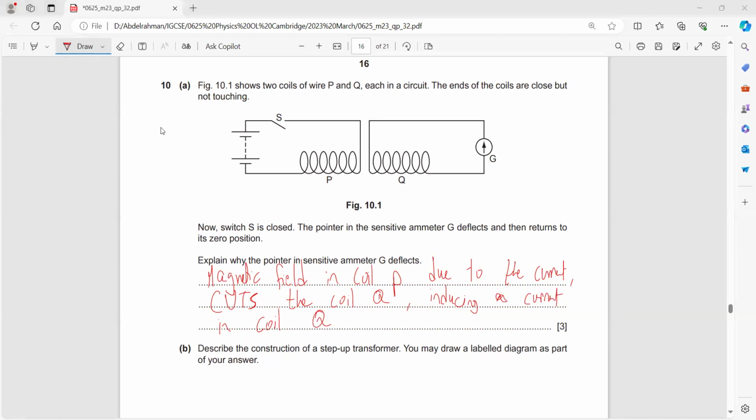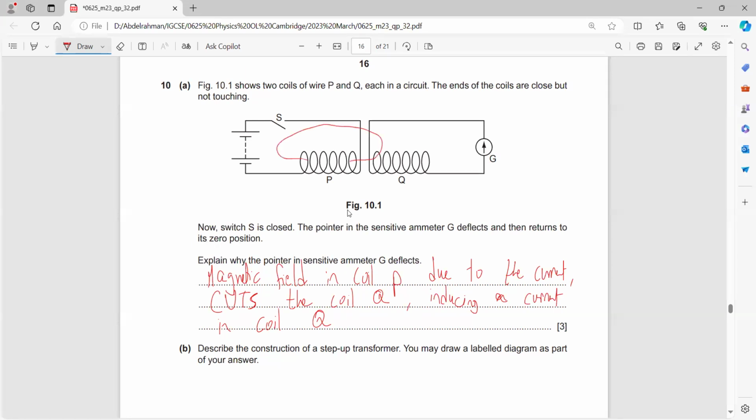Why will the ammeter deflect? It says it deflects and then goes back to its place and stays. Shouldn't it keep deflecting? No, it will not keep on deflecting. It will deflect once and then go back, because this is a DC current. If it was an AC current, it would have kept on deflecting left and right. It will deflect to the left or to the right, whichever, and then it will go back.